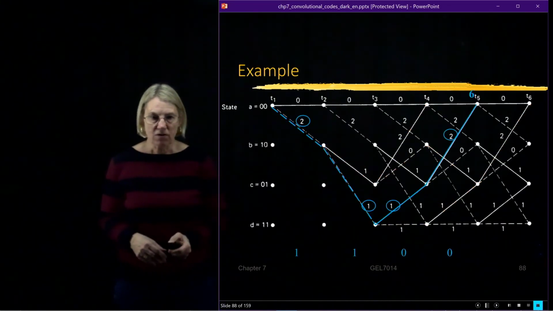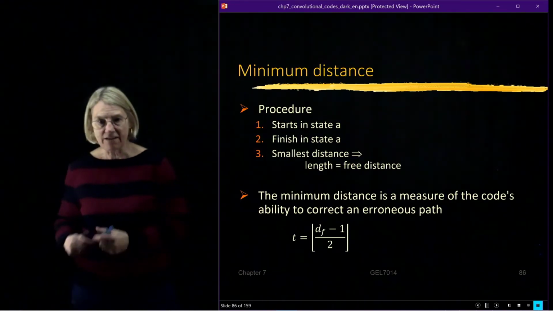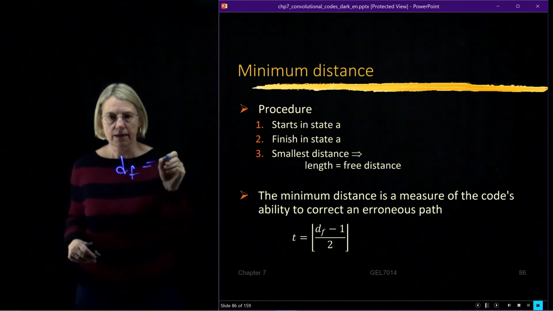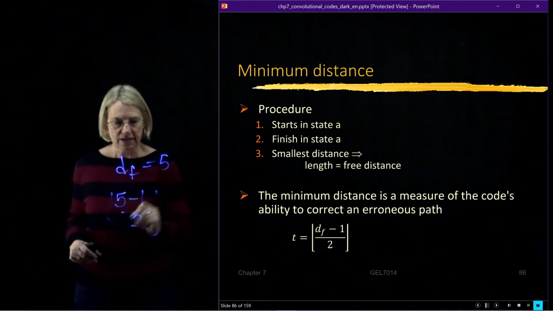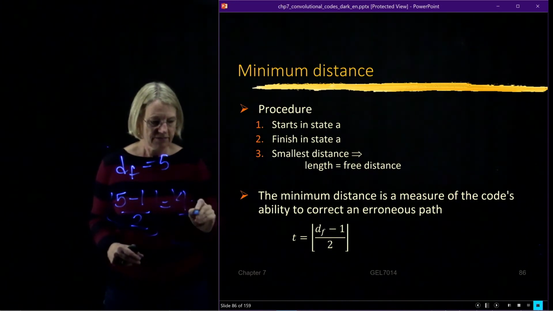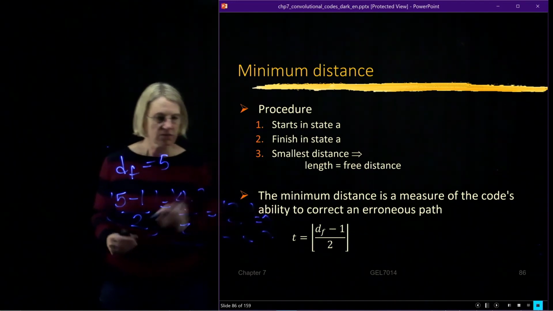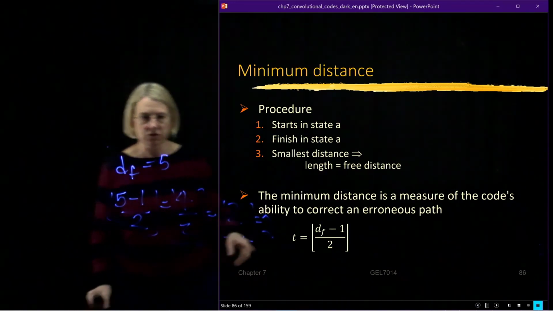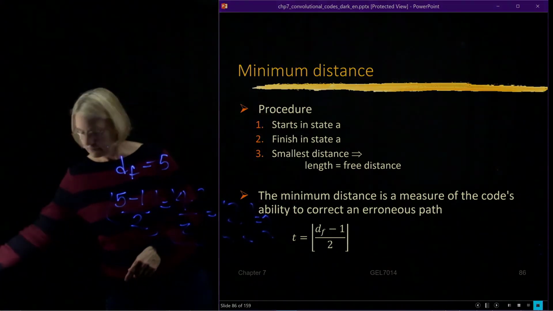If we go back now, if I say that the free distance is equal to 5, that means that I have 5 minus 1 divided by 2, 4 divided by 2 is 2, greatest integer in 2 is 2. So this code can correct errors up to 2 errors in the code, and the path, excuse me.